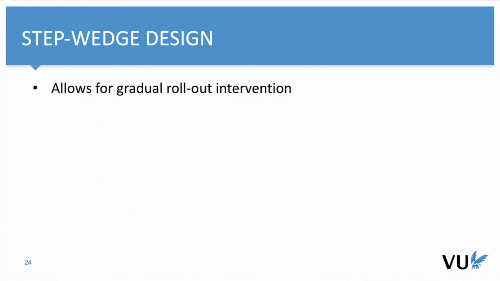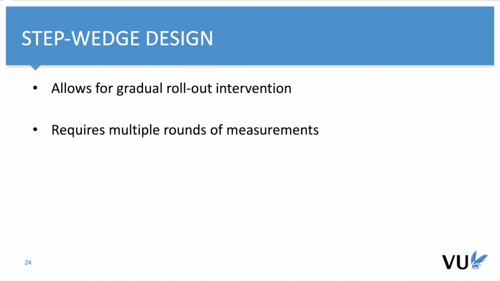Why do they do that? Because it allows for a gradual rollout of the intervention. Those step-wedge designs are often large national or maybe international studies where you need a lot of money and manpower to roll out the intervention. And then it is often easier to focus the intervention first in a few clusters and only then move on. So it is really, again, a feasibility issue.